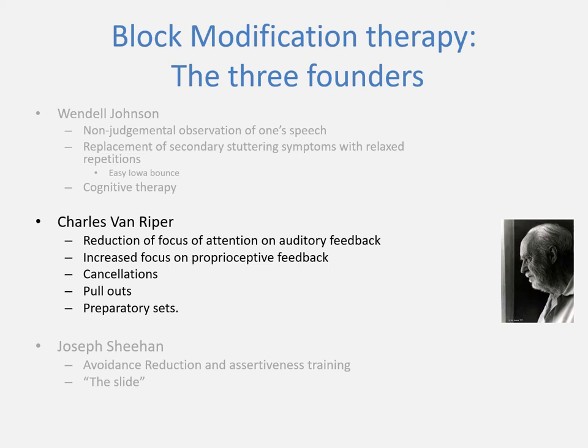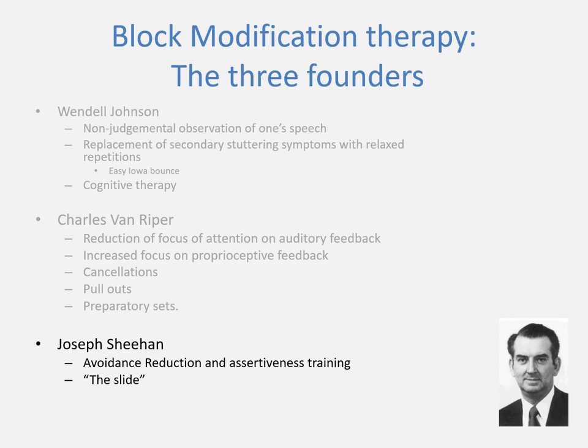Van Riper also believed that over-reliance on auditory feedback was a major cause of disfluencies in people who stammer. Consequently, in addition to what I've just described, his clinic also trained its clients to change their focus of attention when speaking, so that instead of listening to the sound of their voice, they learnt to focus their attention instead on the physical feelings of speaking.